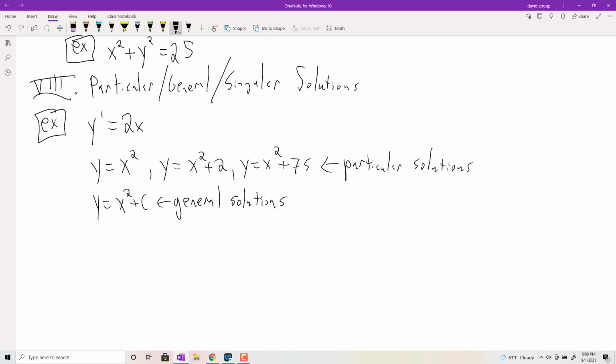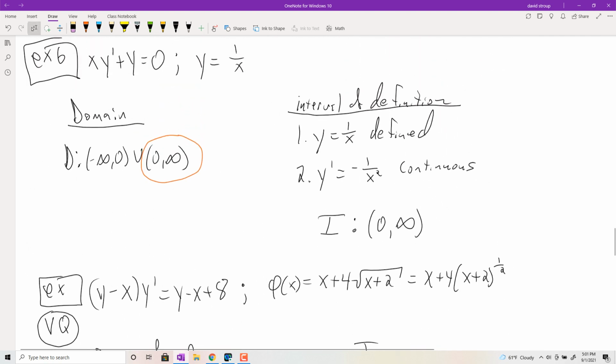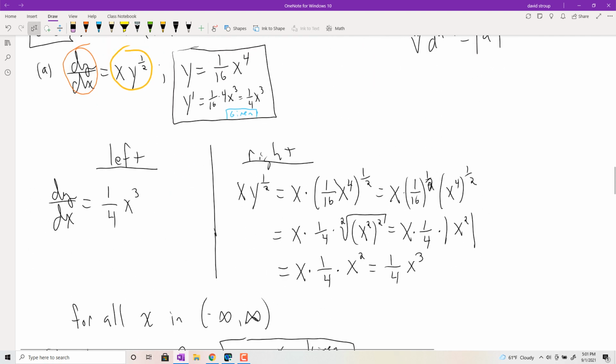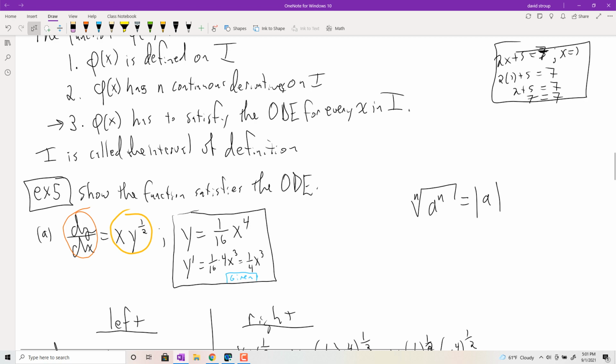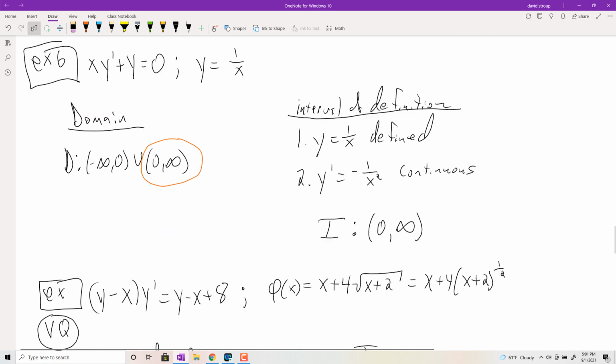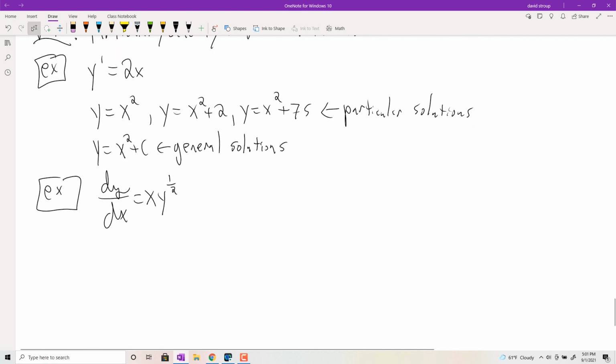But just for example, let me show you the singular. We have something like dy over dx equals xy to the 1/2. So this is basically the differential equation I had back here in example 5. It's just now I'm going to give you the general solution and show you that one of the particular solutions you cannot get from this general solution.